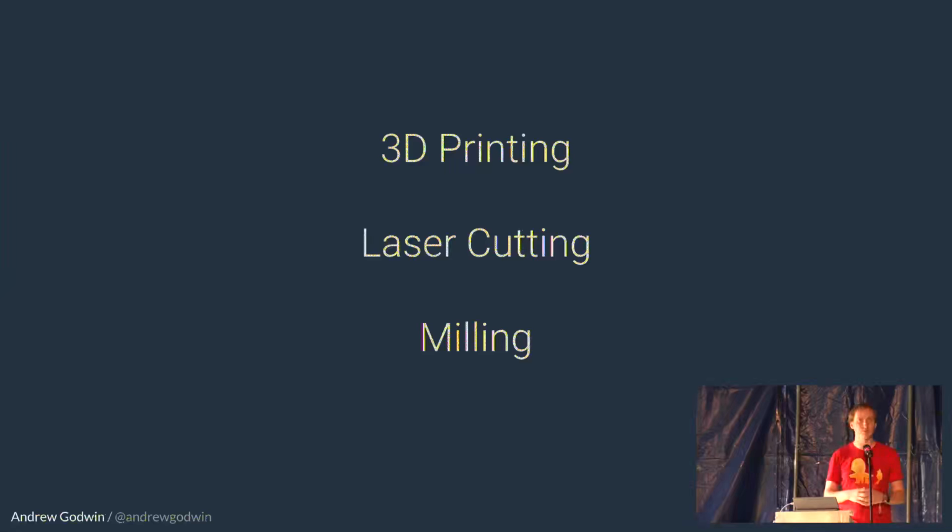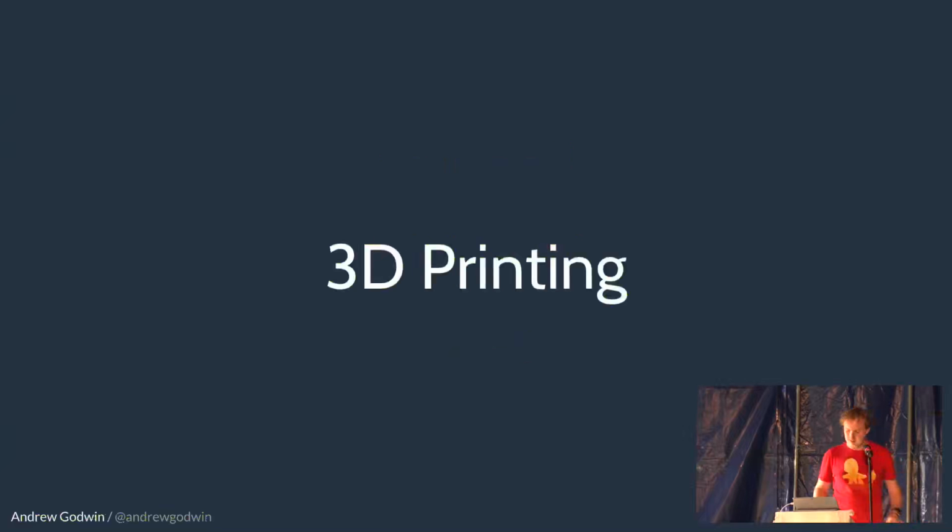3D printing, which is what makes the city models, things like these tiles here. Laser cutting, which is what makes those wave-like shapes, like this one here. And then milling, which is what makes the small metallic shapes as well. So let's start with 3D printing.